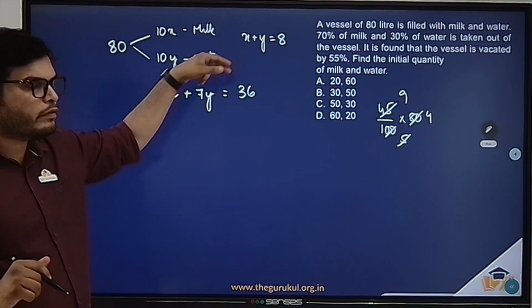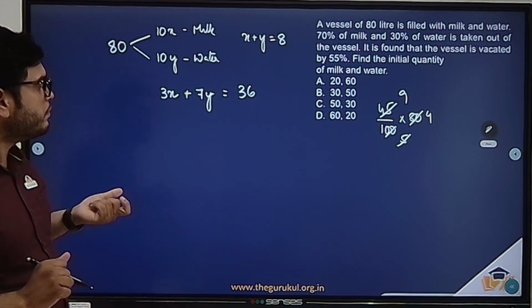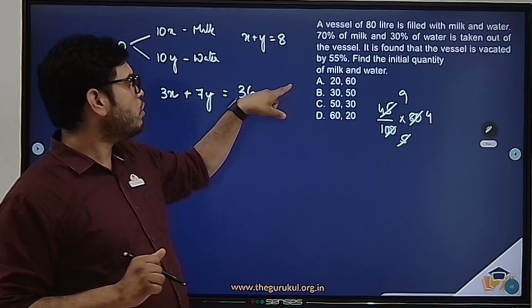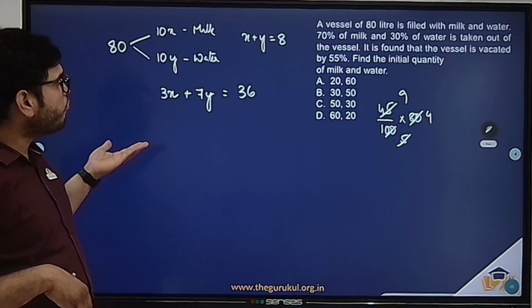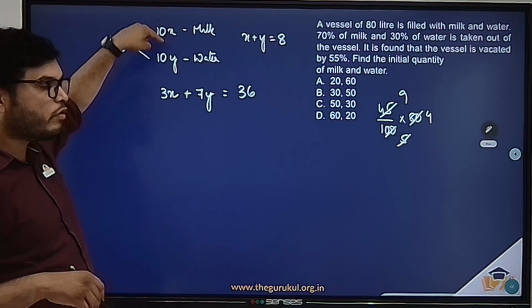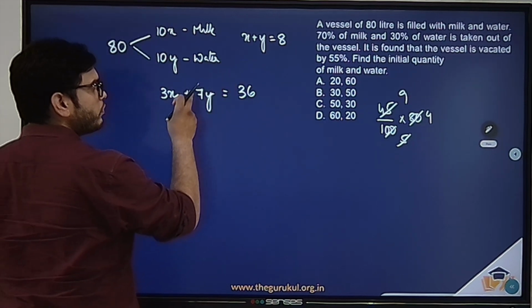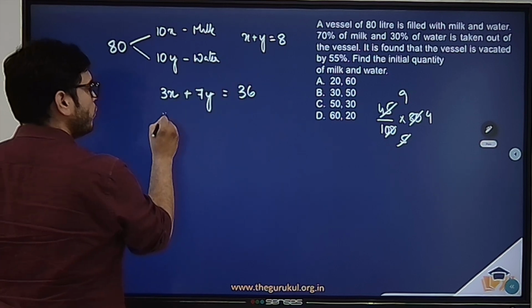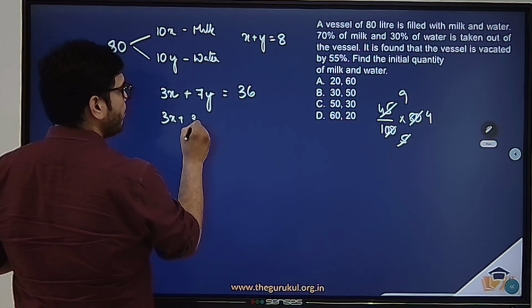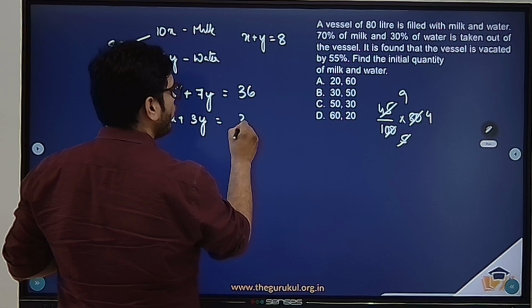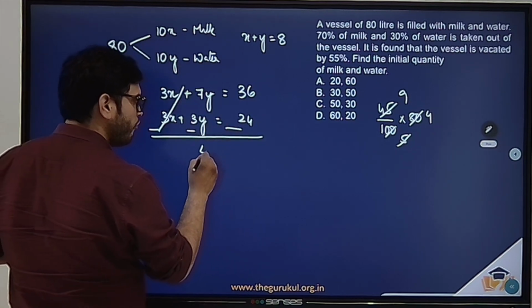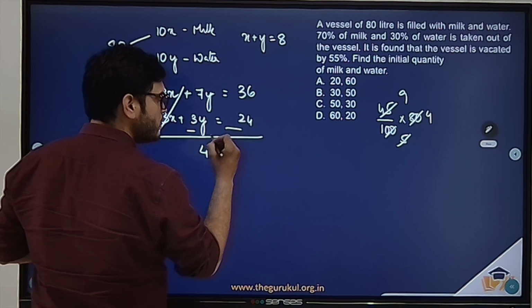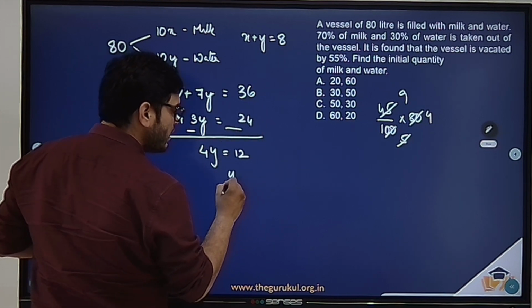Right. Now we have two equations, two variables. Now what was asked? Find the initial quantity of milk and water. Now when can we find the initial quantities of milk and water? You need to find the values of x and y. Using these two, let me multiply the first with 3. So this would be 3x plus 3y is equal to 24. Subtracting, 7y minus 3y, 4y is equal to 36 minus 24, 12, or y is equal to 3.